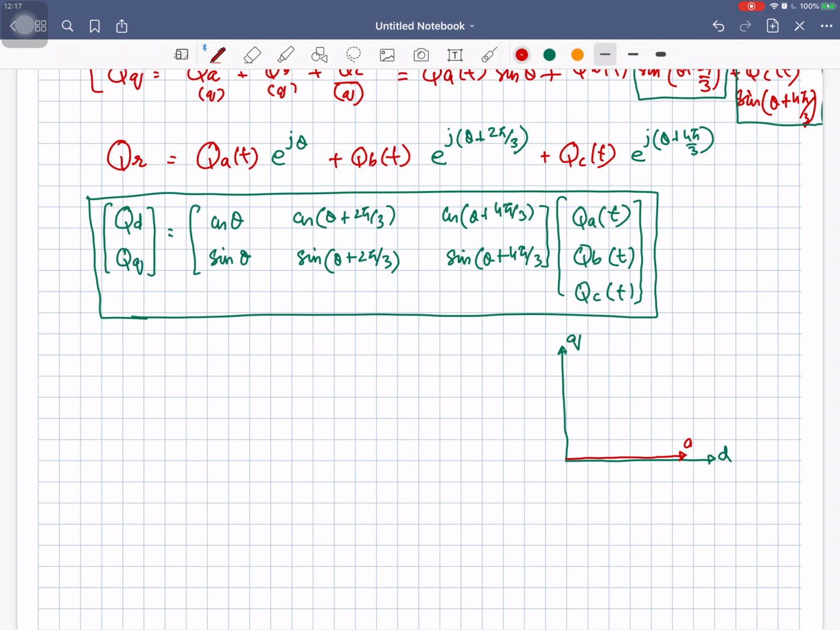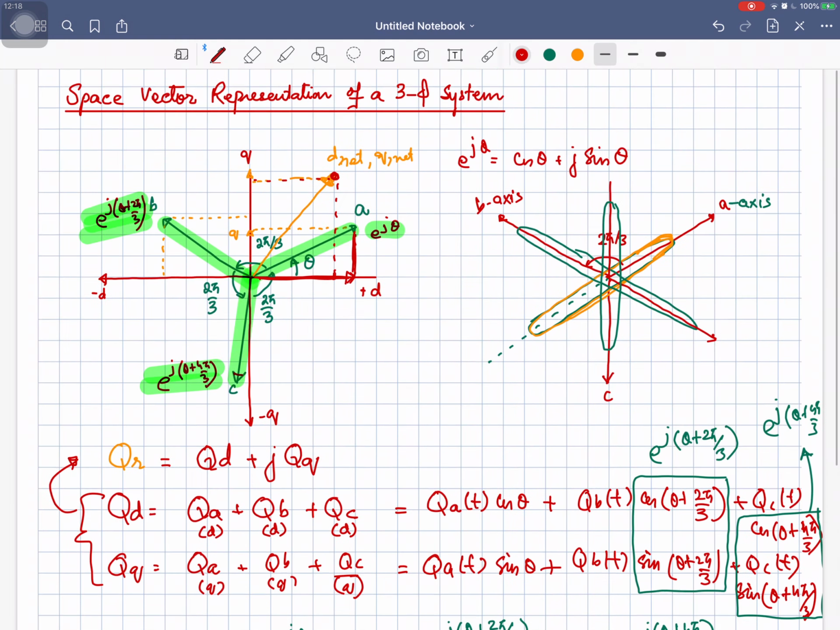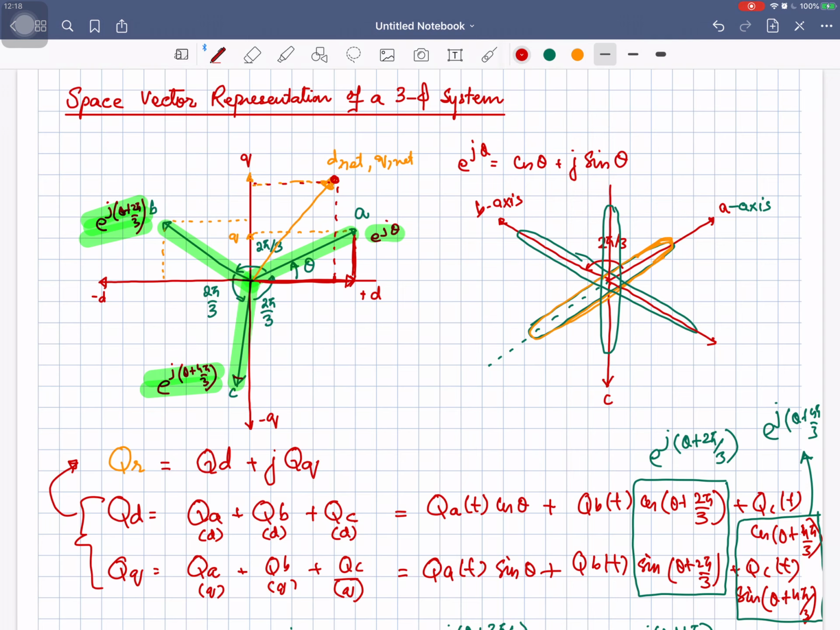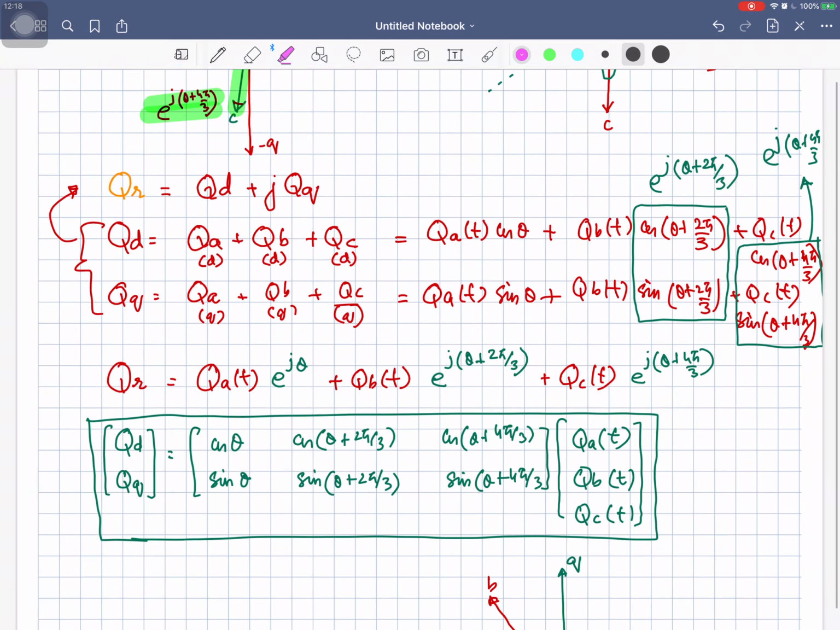is aligned over here, phase B is at an angle of 120 degrees from here, and then phase C will be represented over here. The phases will be at an angle of 120 degrees, but the starting angle, the theta, if I explain it from this point, this theta has now become 0. That's why your phase A is aligned with the d-axis.